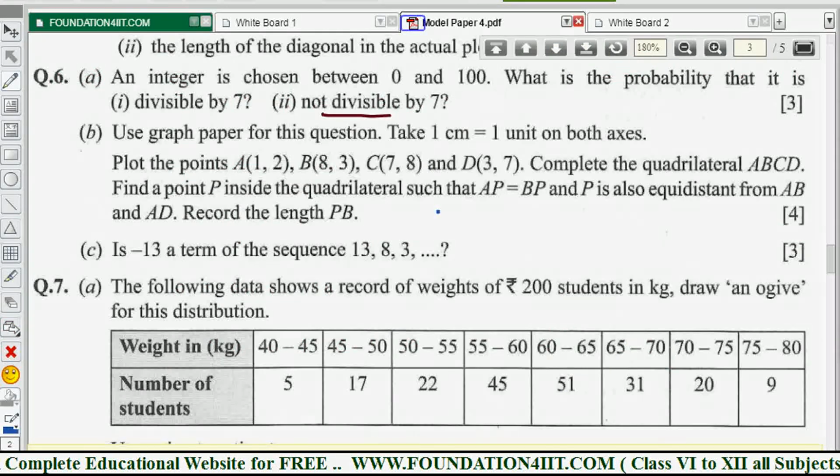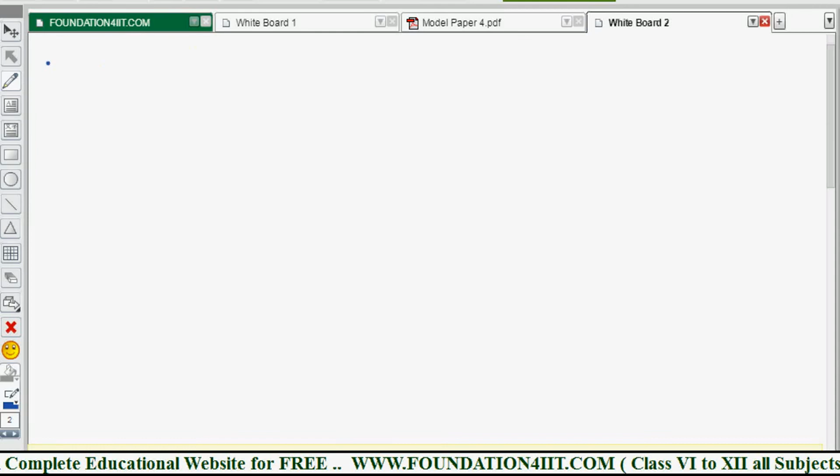Use the graph paper for this question. Take 1 centimeter as 1 unit on both axes. We need to plot A, B, C, D. A is (1, 2), B is (8, 3), C is (7, 8), D is (3, 7). So let us plot these points and complete the quadrilateral first. Let's see what to do.